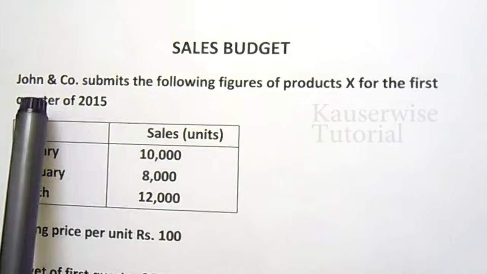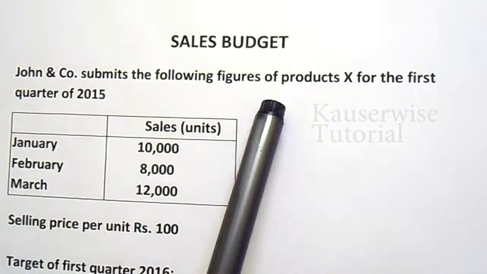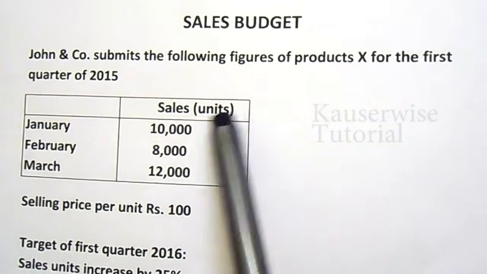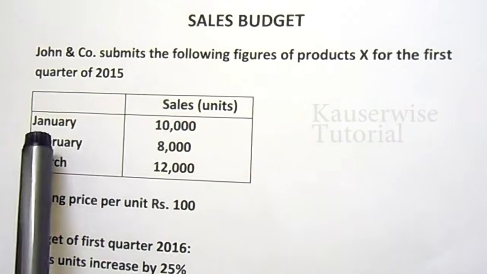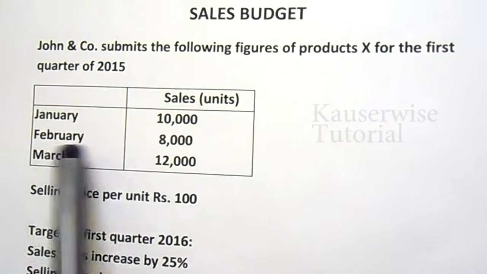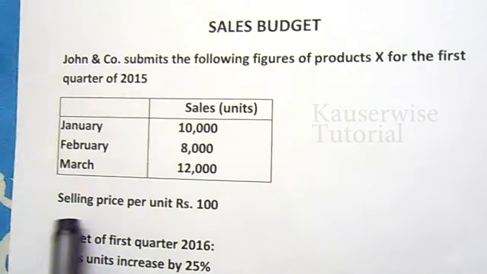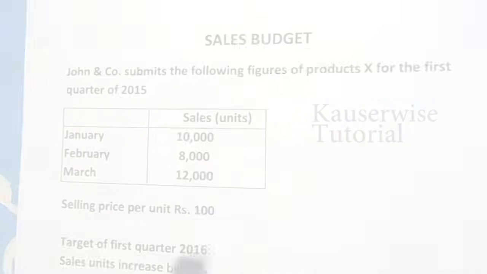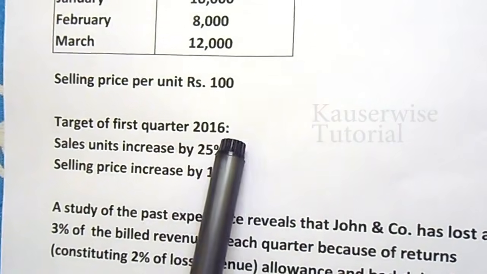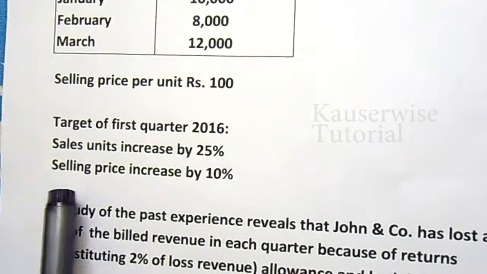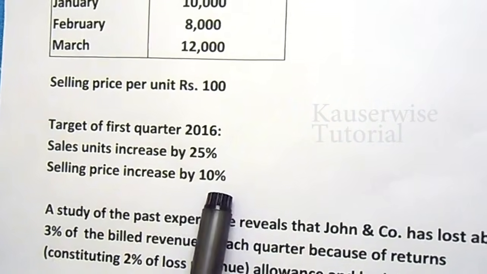See the problem. John and company submits the following figures of product X for the first quarter of 2015. Sales units are given for 3 months: January 10,000 units, February 8,000 units, and March 12,000 units. Selling price per unit is 100 rupees. Target for first quarter 2016: sales units increased by 25%, selling price increased by 10%.